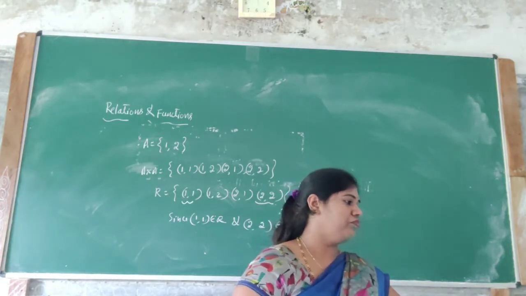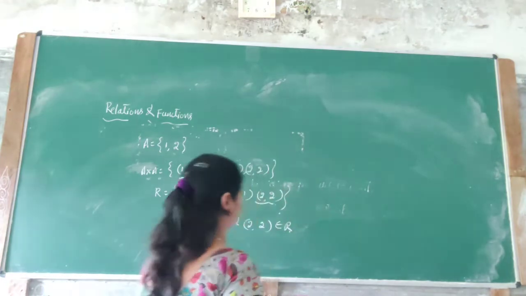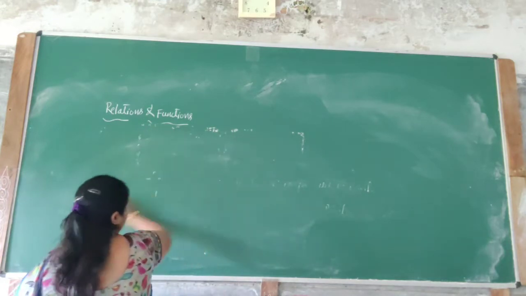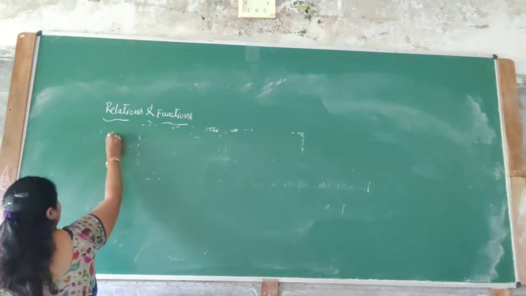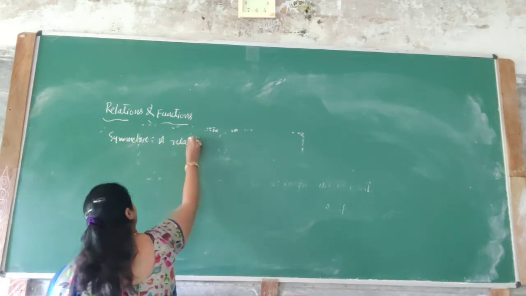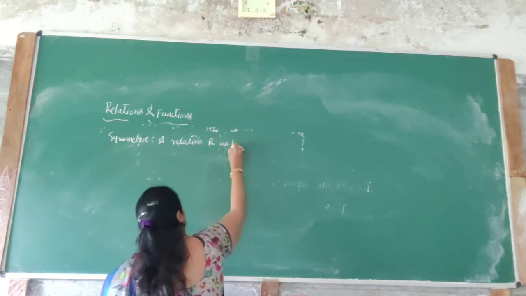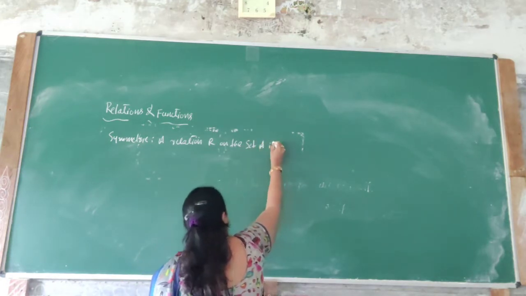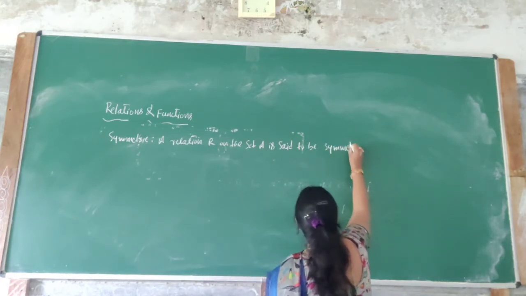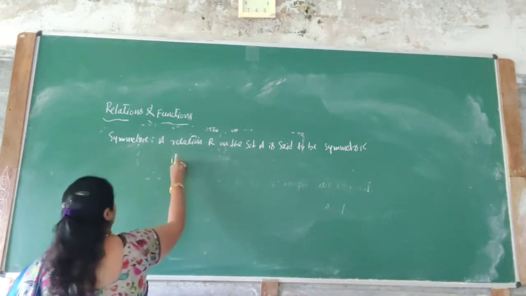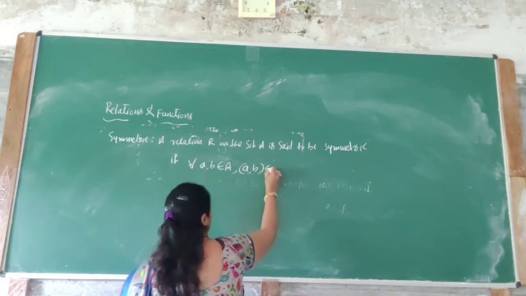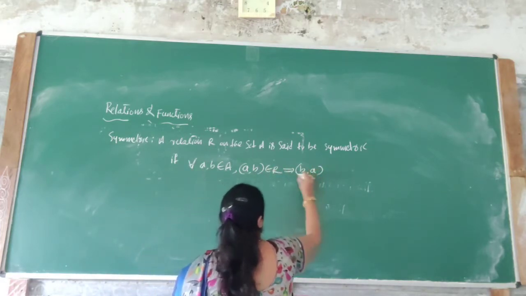Next one is the symmetric relation. A relation R on the set A is said to be symmetric if for all (a, b) belongs to A, (a, b) belongs to R implies (b, a) belongs to R.